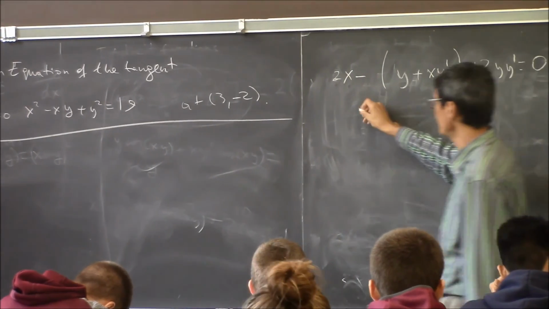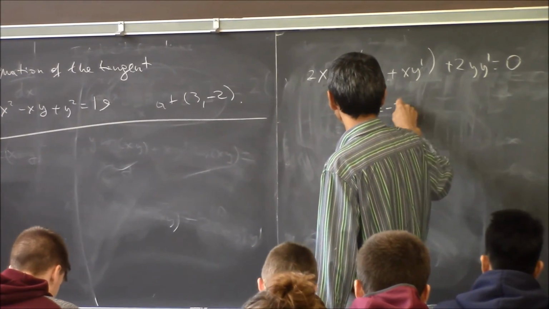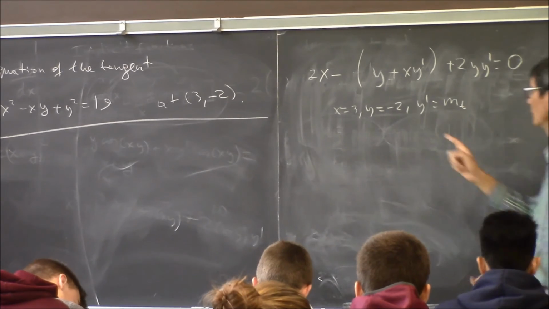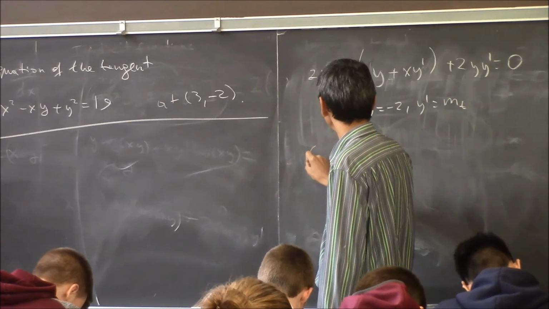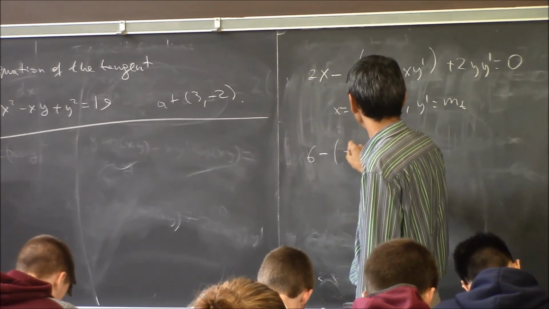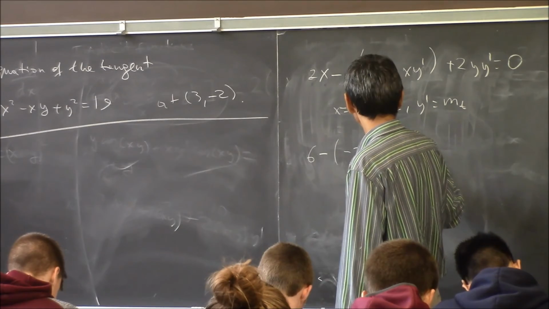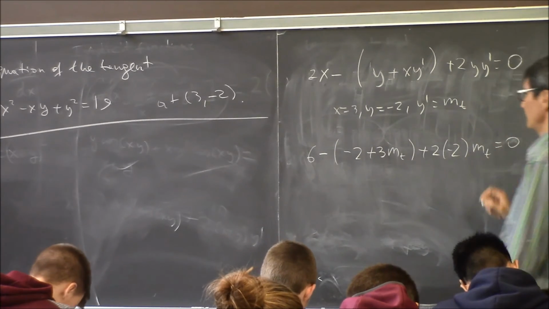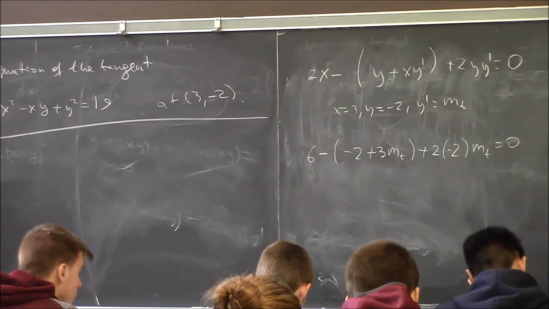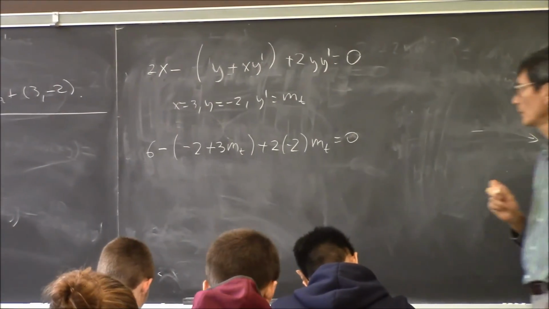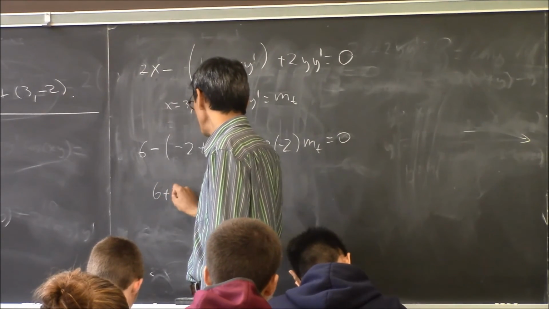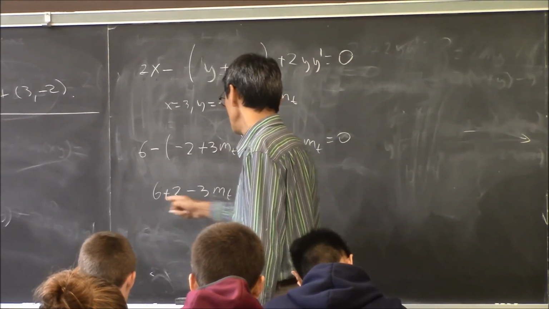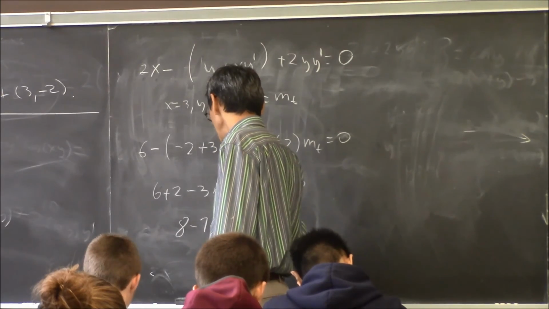Now we're going to plug in x equals 3, y equals negative 2, and y prime becomes the slope of the tangent. So that's good. We get 2 times 3 is 6, minus y, which is negative 2, times x, which is 3, plus 2 times negative 2 times the slope of the tangent. Distribute the minus, so 6 plus 2 minus 3 slope of tangent minus 4 slope of tangent equals 0. 6 plus 2 is 8, minus 7 slope of tangent equals 0.